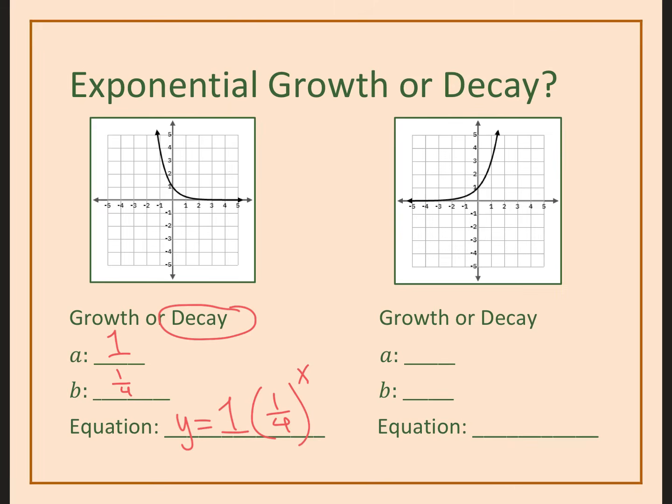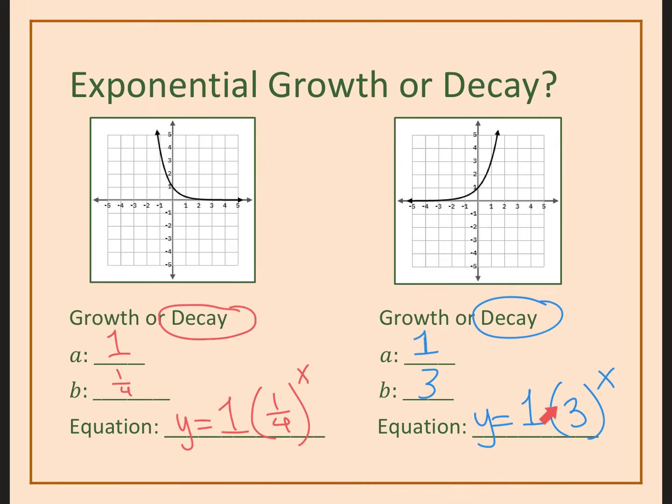So now let's look at the second graph. We see that this graph is increasing from left to right. So this is an example of a growth. The a value is 1 because that is my y-intercept. Now my b value in this case, because a is 1, I can find by going to the point x equals 1 and y is equal to 3. So my equation in this case would be y equals 1 times 3 to the x.